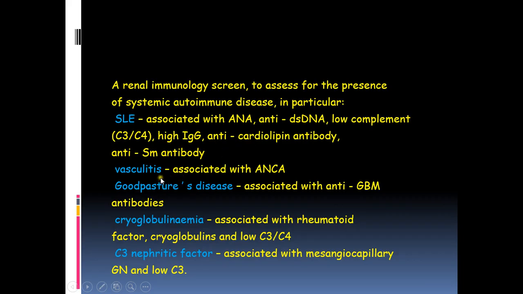You can have vasculitis which can present entities of Goodpasture syndrome in which we have renopulmonary involvement because of the anti-GBM antibodies. You have low C3 entities like cryoglobulinemia, and you have entities of mesangioproliferative glomerulonephritis in which you have low complement levels. So this is a big picture of the entities which can give rise to acute glomerulonephritis.